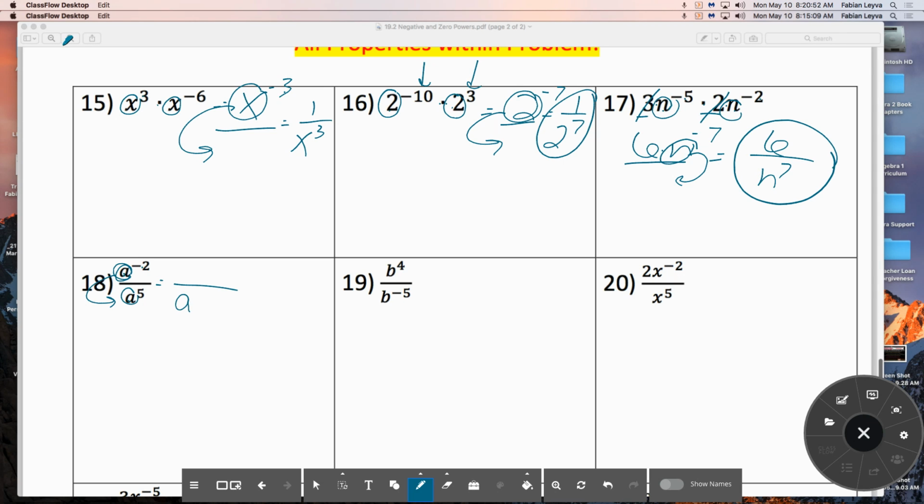Now notice that this a to the 5th was just hanging out. So this a is going to move down. The action of moving it makes it a positive. Don't forget your 1 on the top side. Now notice, what are these two bases doing? Are they adding, subtracting, dividing, or multiplying?